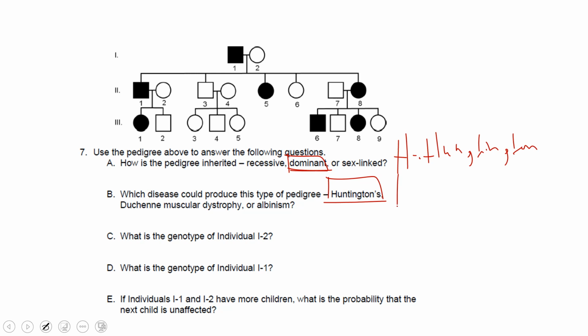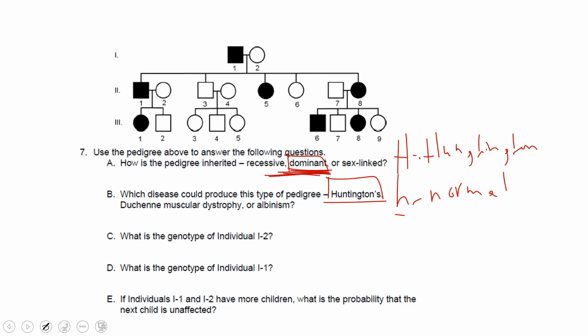Big H equals Huntington's. Little h is normal. This is where people tend to screw up the most often when they're looking at dominant pedigrees. They always assume the lowercase letter is going to be the disease. The whole point of this pedigree is it showed you this disease is dominant, not recessive, and so that means the uppercase letter indicates the disease. Any dominant condition, the uppercase letter indicates the disease.